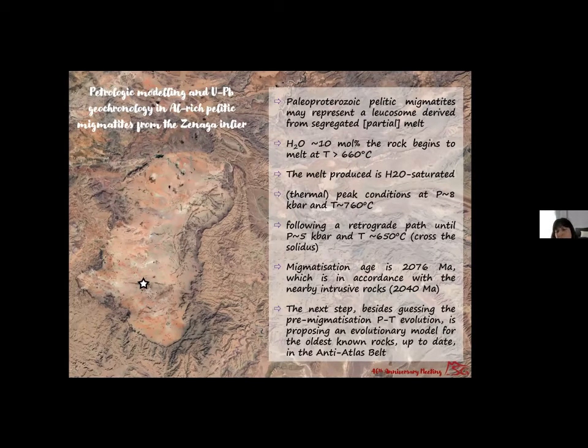And the next step, besides deciphering the pre-migmatization pressure-temperature evolution in these aluminum-rich rocks, is proposing an evolutionary model for, up to date, the oldest known rocks in the Anti-Atlas belt.